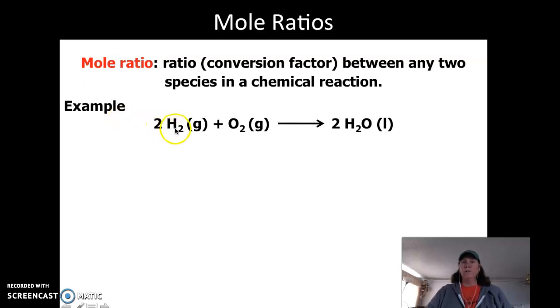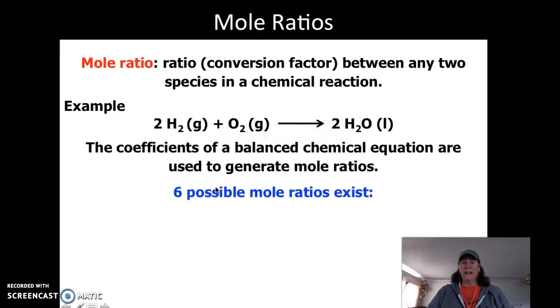Okay. So if I had this one, I have all kinds of mole ratios. I have 2 moles of this to 1 mole of this. I have 2 moles of this to 2 moles of this. I have 1 mole of this to 2 moles of this. I have 2 moles of this to 1 mole of this. Here it says 6. So it'd be this to this, this to this, this to this, this to this, and this to this. So you have all kinds of ratios that can exist. Again, it's just the numbers in front. Those are your mole ratios, okay?